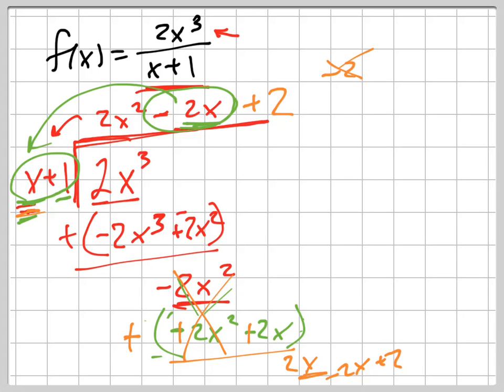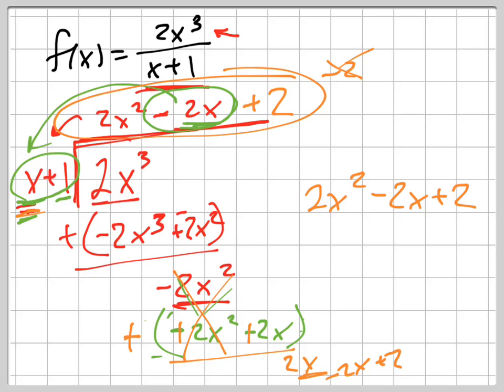That doesn't really matter. This is what matters: 2x squared minus 2x plus 2. That's our oblique asymptote. It's not a slant asymptote, and it's not a simple horizontal line. It's a crazy asymptote. So that's my asymptote right there.